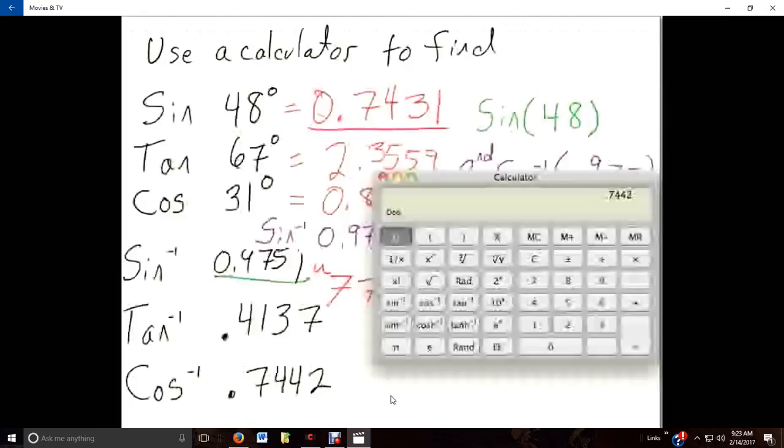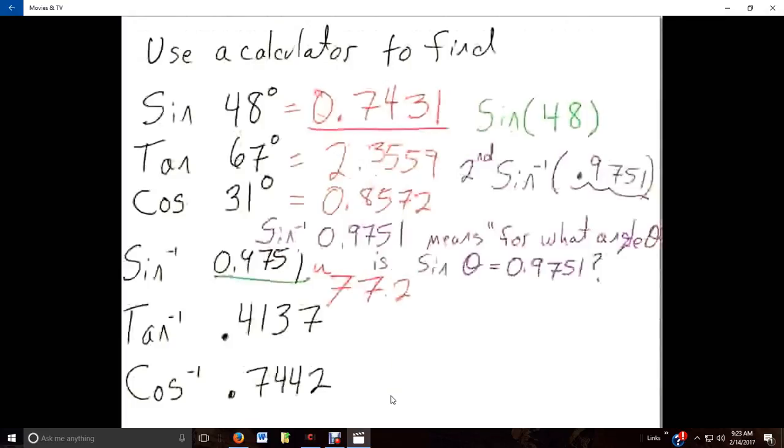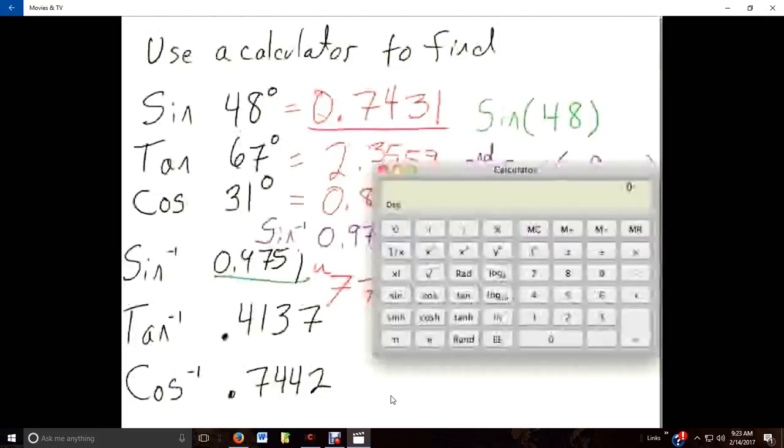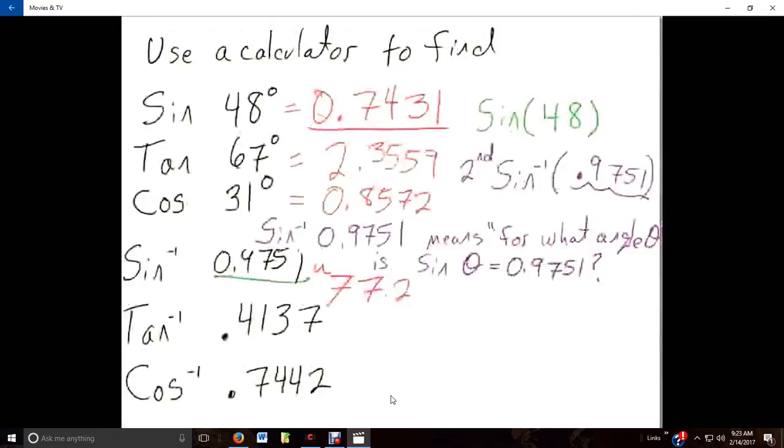The last one, 0.7442, inverse cosine, that tells us that an angle of about 41.9 degrees will have a cosine value of 0.7442. All right. Let's see how we use this.